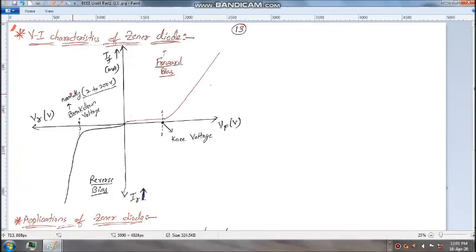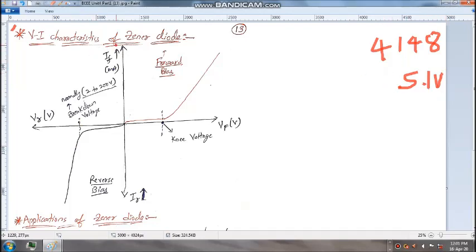So this is the VI characteristics of Zener diode. This is the breakdown voltage. It will be very less. The breakdown voltage for a Zener diode will be 2 to 200 volts depending upon the type of diode. For the diode which we used in the lab, which is IN4148, the breakdown voltage is 5.1 volts. For that particular diode, this value will be 5.1 volts.